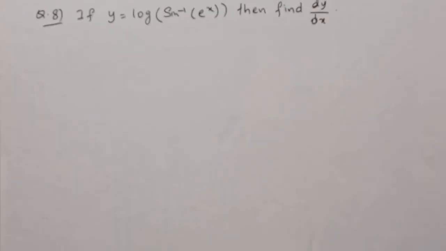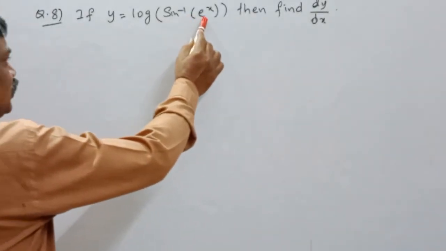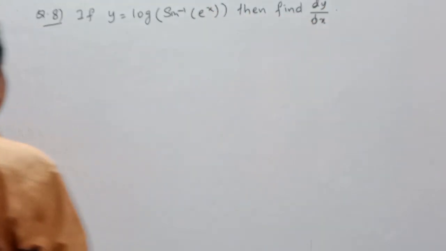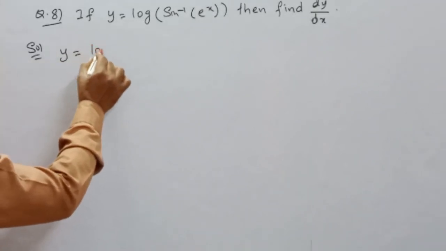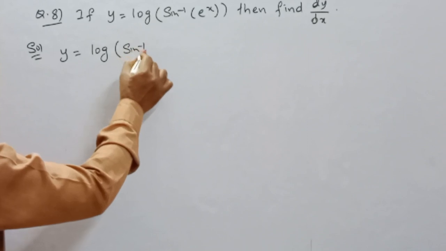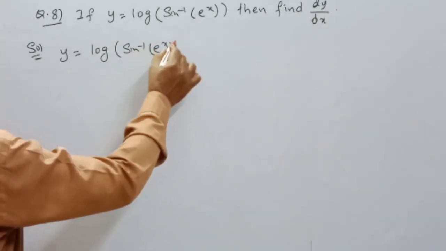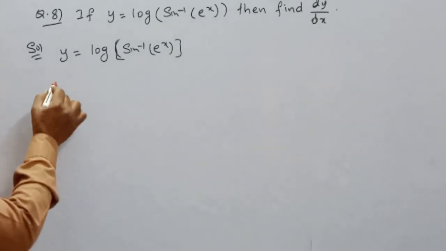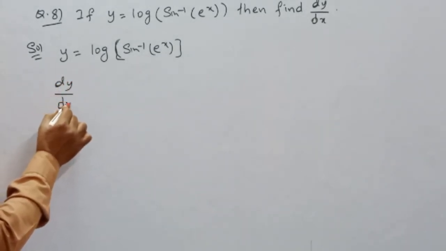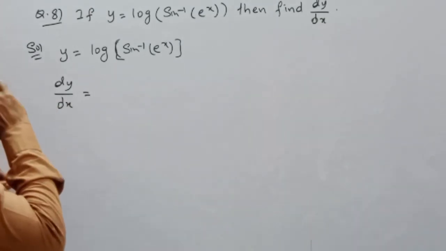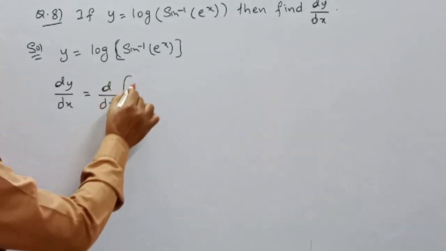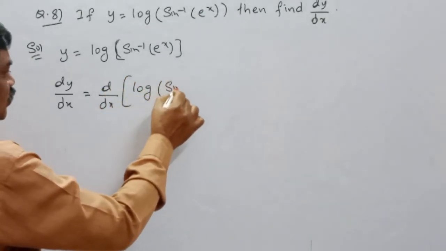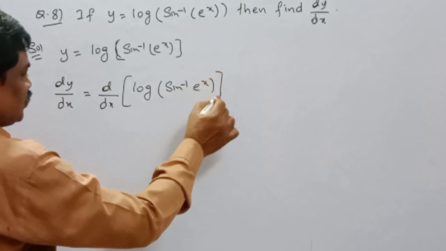Here is one more problem from differentiation. If y is equal to log of sine inverse e power x, then find dy by dx. So you see all of you, we have given y is equal to log of sine inverse e power x. Then the derivative of y, dy by dx with respect to x, is d by dx of log of sine inverse e power x.